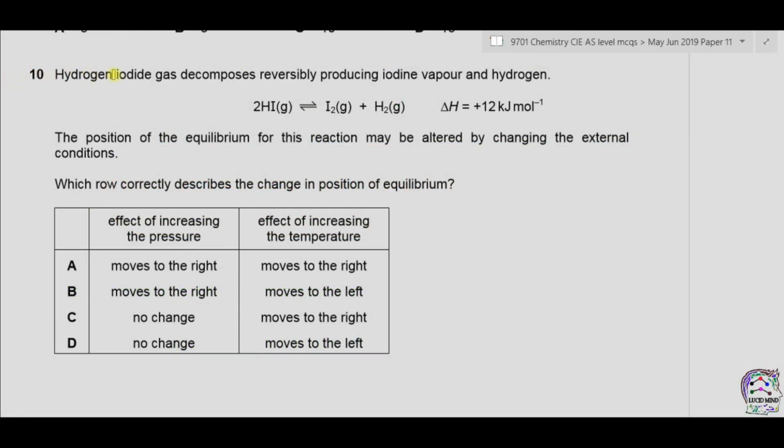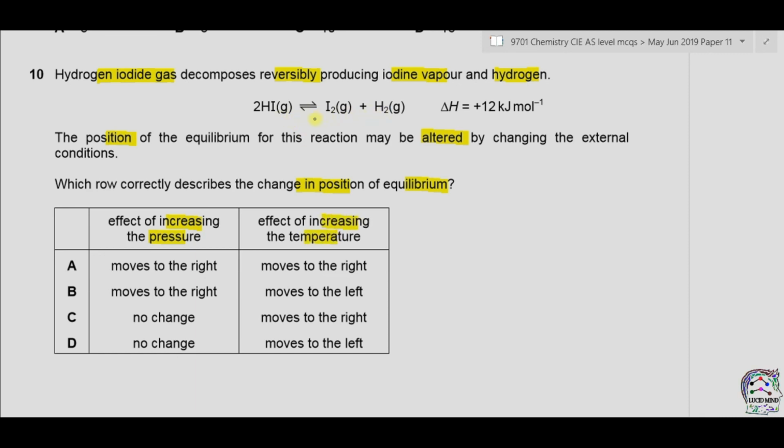Question number 10. Hydrogen iodide gas decomposes reversibly, producing iodine vapor and hydrogen. The enthalpy change is also given, which is plus 12 kilojoules per mole. The position of equilibrium for this reaction may be altered by changing the external conditions. Which row correctly describes the change in position of equilibrium? First is increasing the pressure and second is increasing the temperature.